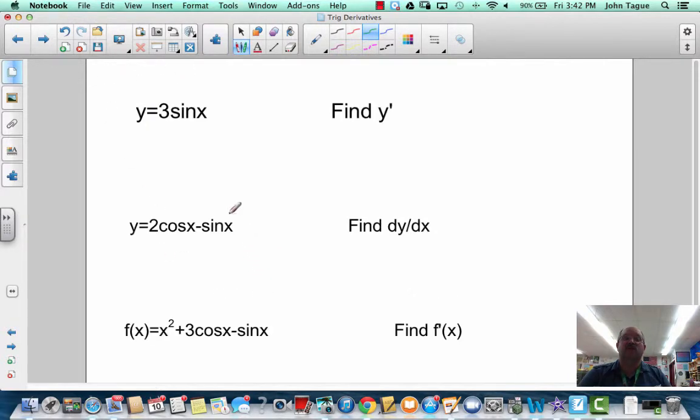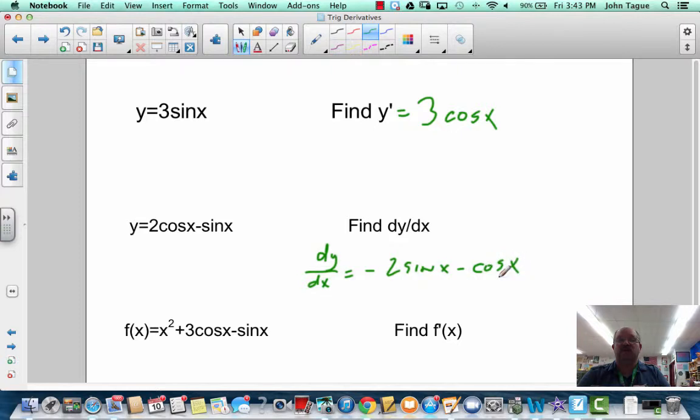Let's work from there. So if I tell you that y is equal to 3 sine x, then y primed is equal to 3 cosine x. If I tell you that y is equal to 2 cosine x minus sine x, and I want to find dy dx, which is just the derivative, derivative of cosine is negative sine, so I'm going to have negative 2 sine x. Derivative of sine is cosine, minus cosine x.